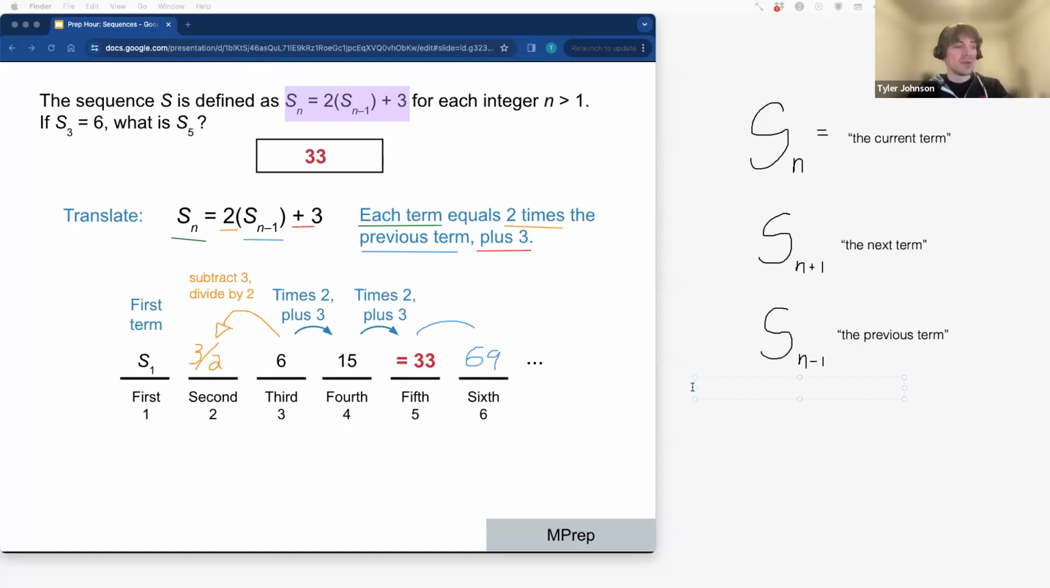Big things, though, are 1, try to define sequences with words. That can often make it faster and easier to process multiple terms. And then 2, if you're moving backwards, you want to do the opposite operation in the reverse order.